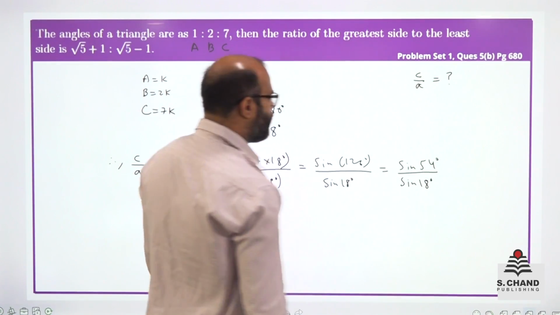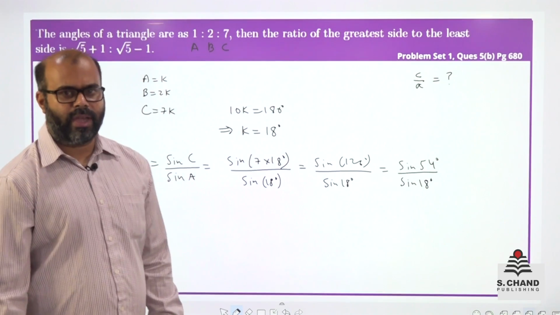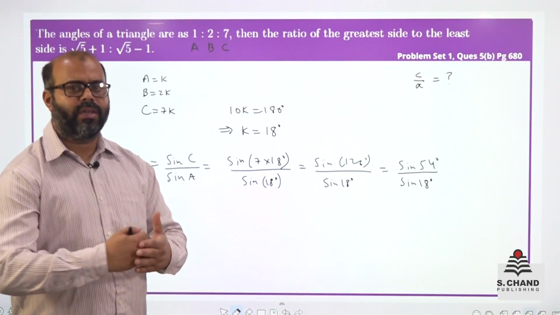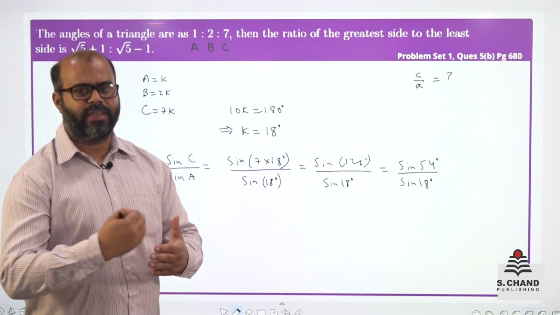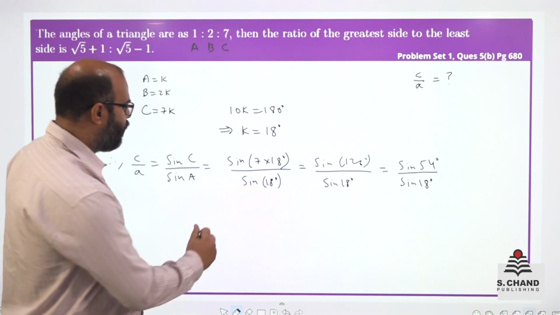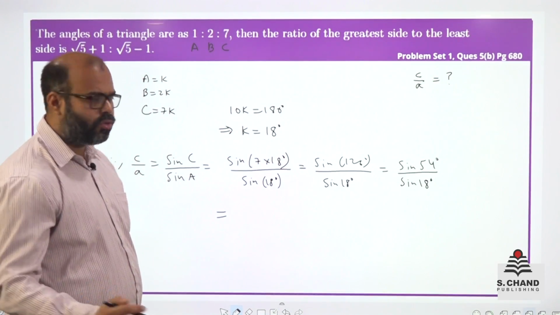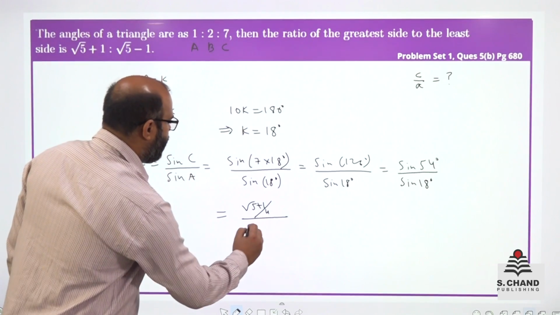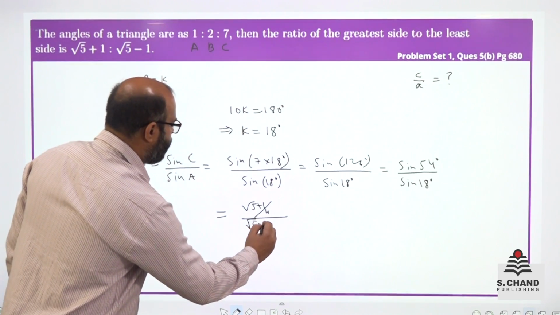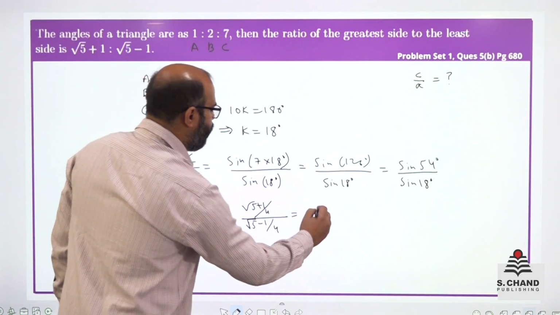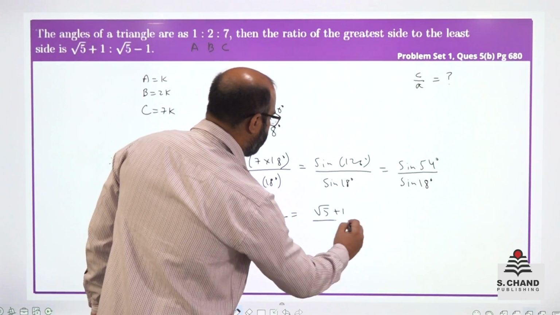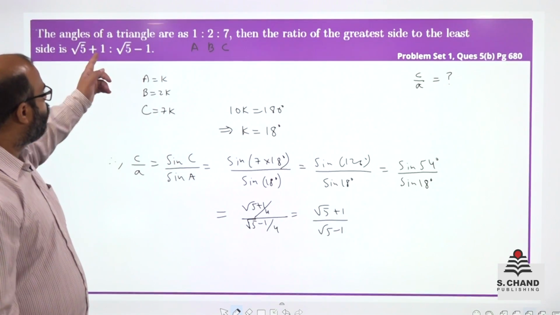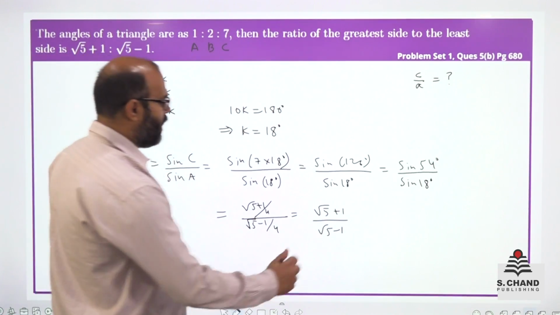Now in trigonometry we studied some important angles, sine, cosine and tan. So these are some of the important angles other than 0 degree, 30 degree, 45 degree, 60 degree, 90 degree. What was sine 54 degree? You can see the derivation also. So this is root 5 plus 1 by 4, and this sine 18 degree is root 5 minus 1 by 4. So this will become root 5 plus 1 by root 5 minus 1. So you need to remember these important angles, sine. So this is root 5 plus 1 by root 5 minus 1. Hence it is proved.